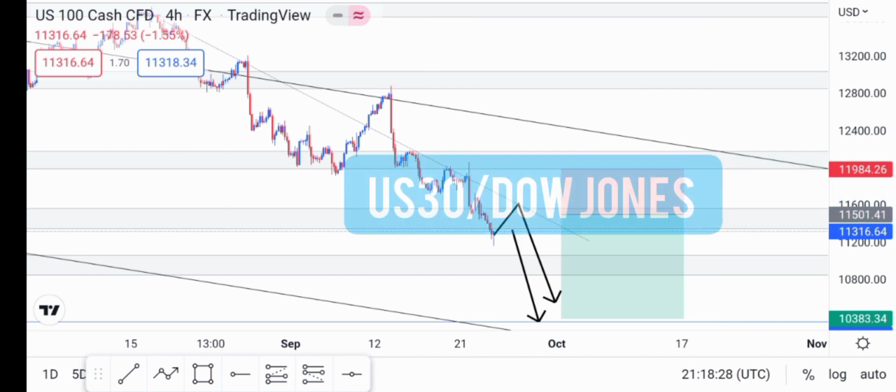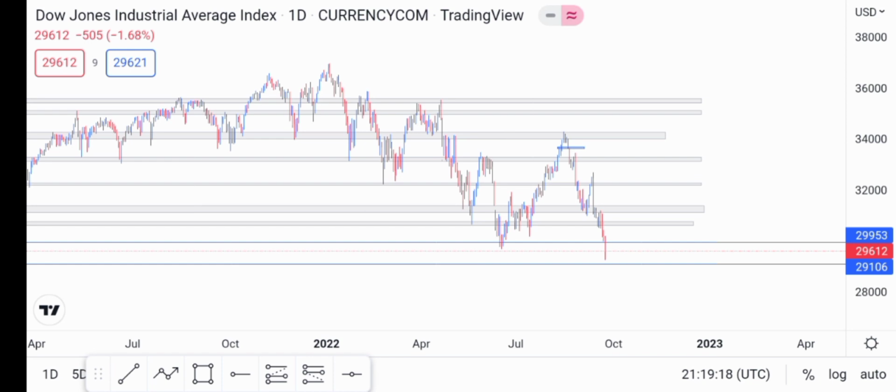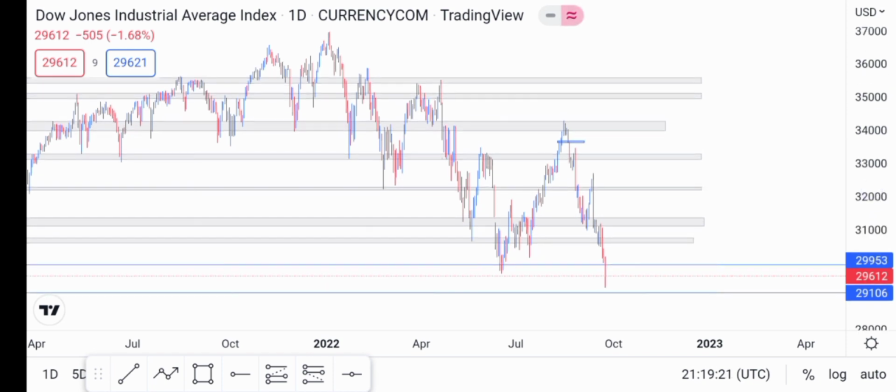Let us move to US30. Okay, so now we are on US30 on the daily time frame.